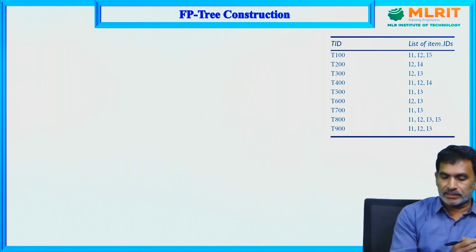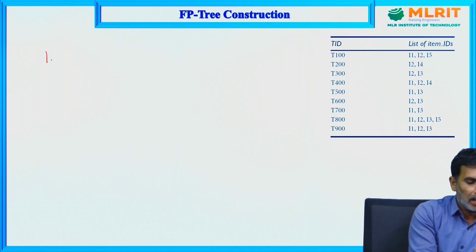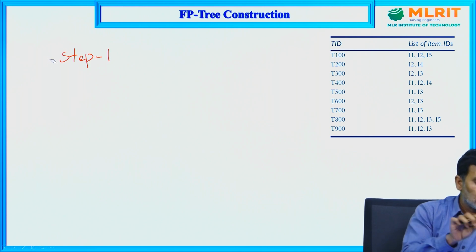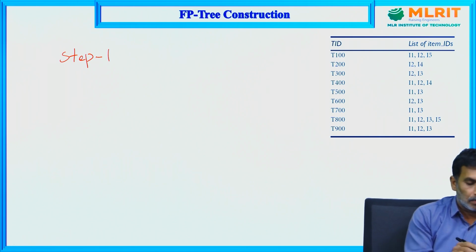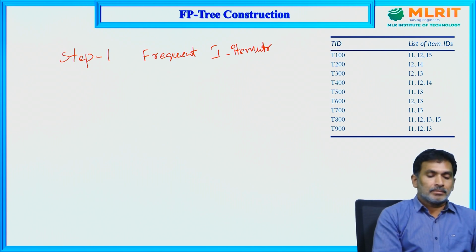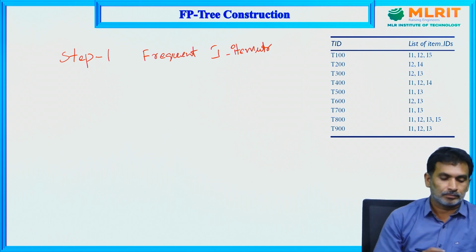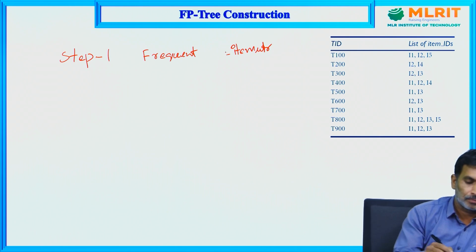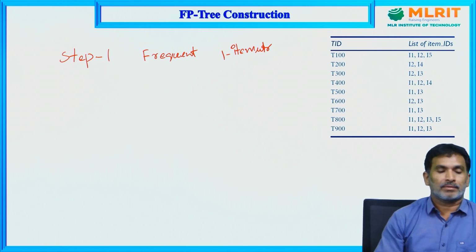The first step, the same as step 1 in Apriori, is that we need to generate the frequent one item sets.